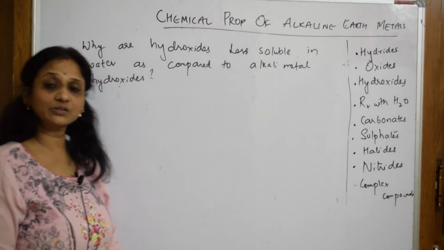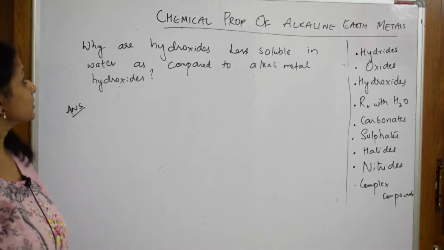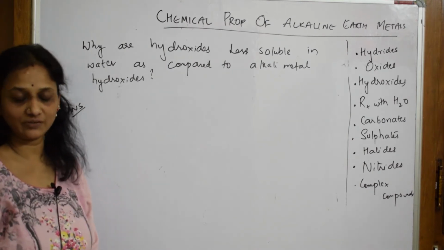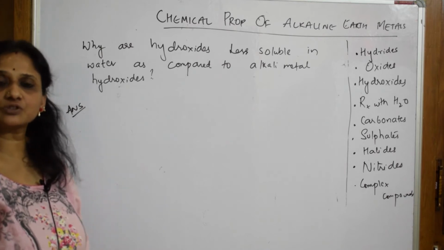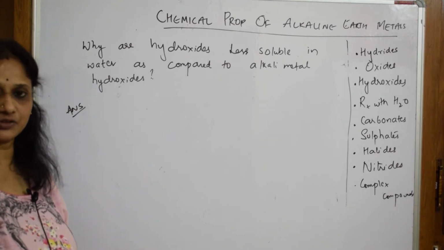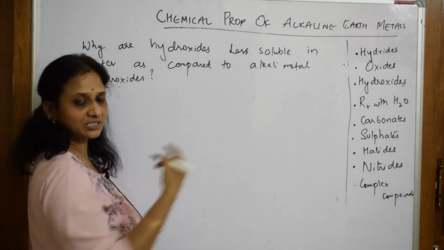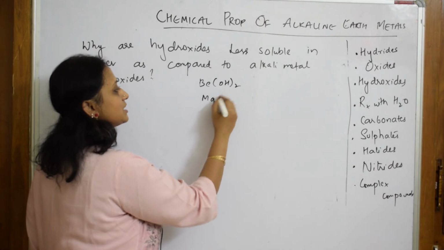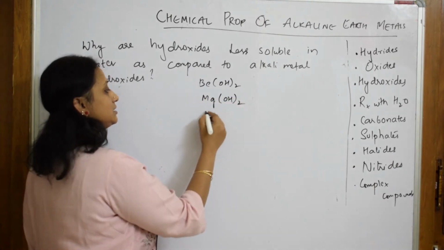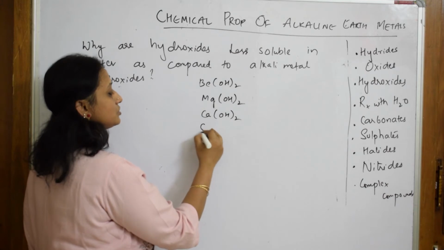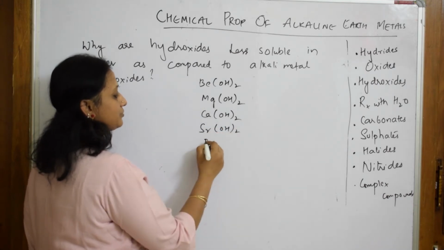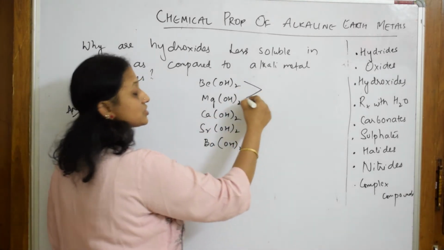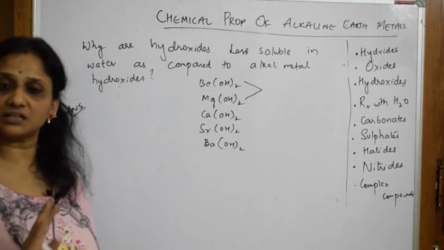Now let us do one question related to the solubility of hydroxides. Why are alkaline earth metal hydroxides less soluble in water as compared to alkali metal hydroxides? Basically, when I have to speak about alkaline earth metals, let us write the hydroxides first and support the answer. The first hydroxide is beryllium hydroxide. Second is magnesium hydroxide. Third is calcium hydroxide. Fourth, strontium hydroxide. And fifth, barium hydroxide.